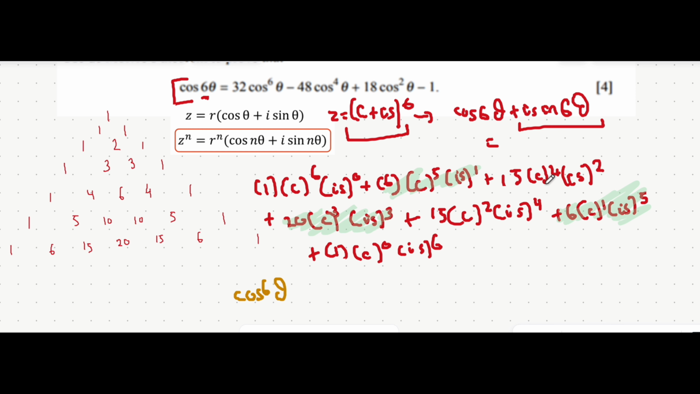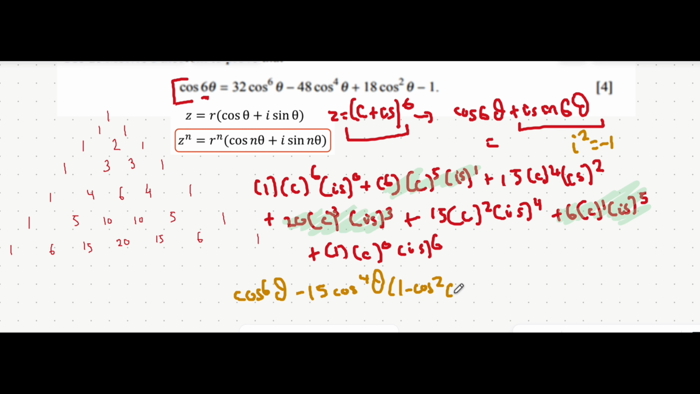Moving on to the next term, which is this one here. The next real term, that is. Well, i squared is equal to minus 1. That's something that we know about real numbers and complex numbers. 15 multiplied by minus 1 is minus 15. So let's write that out. And then we have cos to the power of 4 theta multiplied by sine squared theta, which happens to be 1 minus cos squared theta.